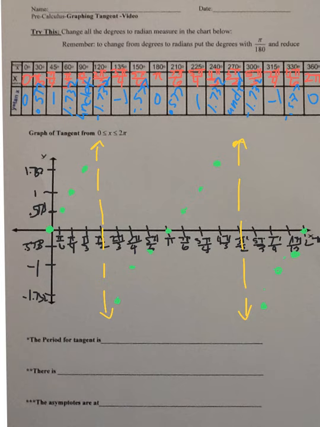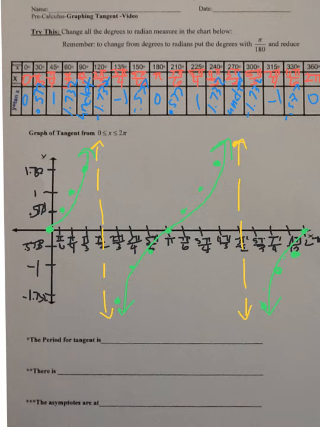So now we're ready to connect the points. So this is what your tangent graph will look like. So it looks like that. So they're like these squiggles that go up and down. All right, so a little bit of notes. There's just very little notes for a tangent.